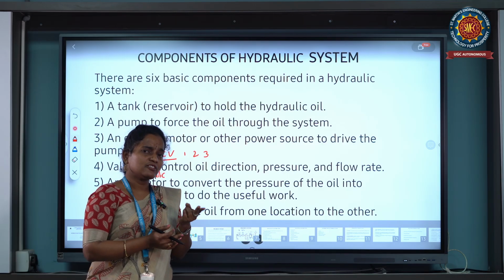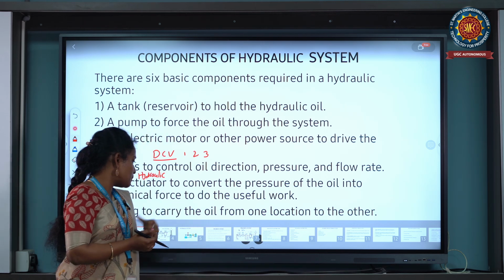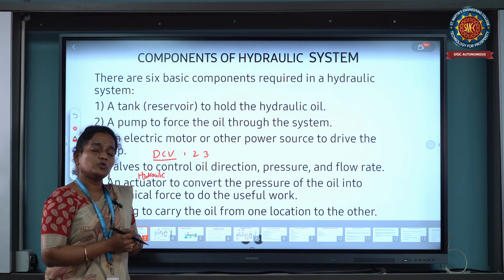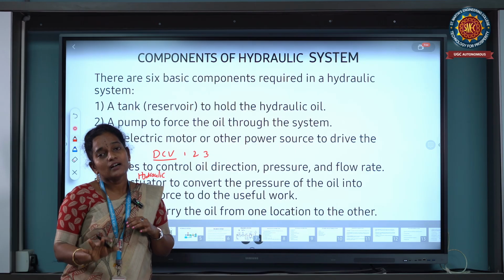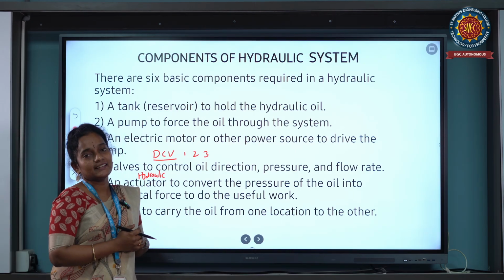Okay, so that is the difference between 2 and 3. Both systems are based on piping system only. Here piping is to carry the oil from one place to another place. So this is about the components of a hydraulic system.